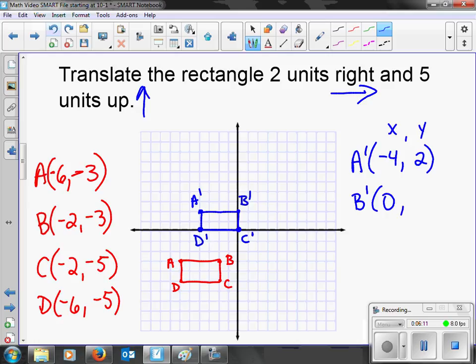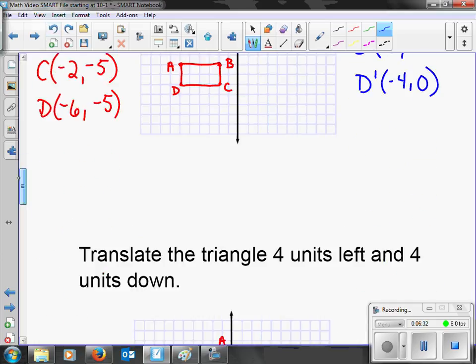And then it's up +2. C prime is at the origin, so that's 0, 0. And then D prime is at x is -4, and then it's on the axis, so it's at 0 for the y direction. Okay, let's try another one.